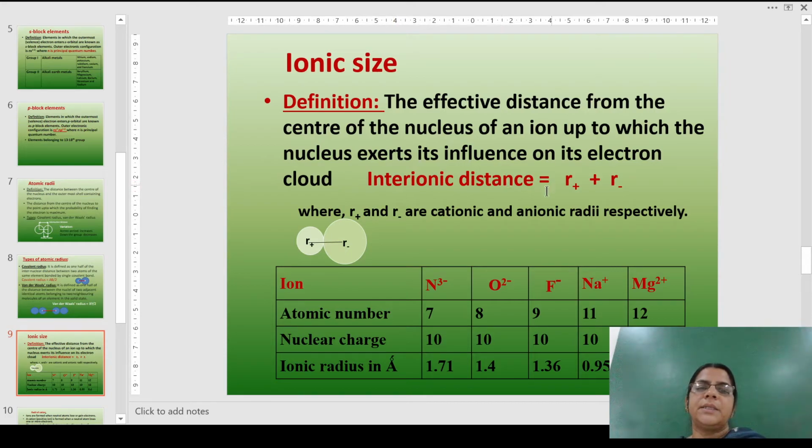Now, interionic distance. If you imagine a molecule to be made up of ions, the interionic distance is given by the sum of R plus and R minus, where R plus and R minus are the cationic and anionic radii respectively. Now here we have given different ions, both positive and negative ions, their atomic numbers, nuclear charge and the radius. We have 3 anions and 2 cations, and these are the ionic radii of each one of them.